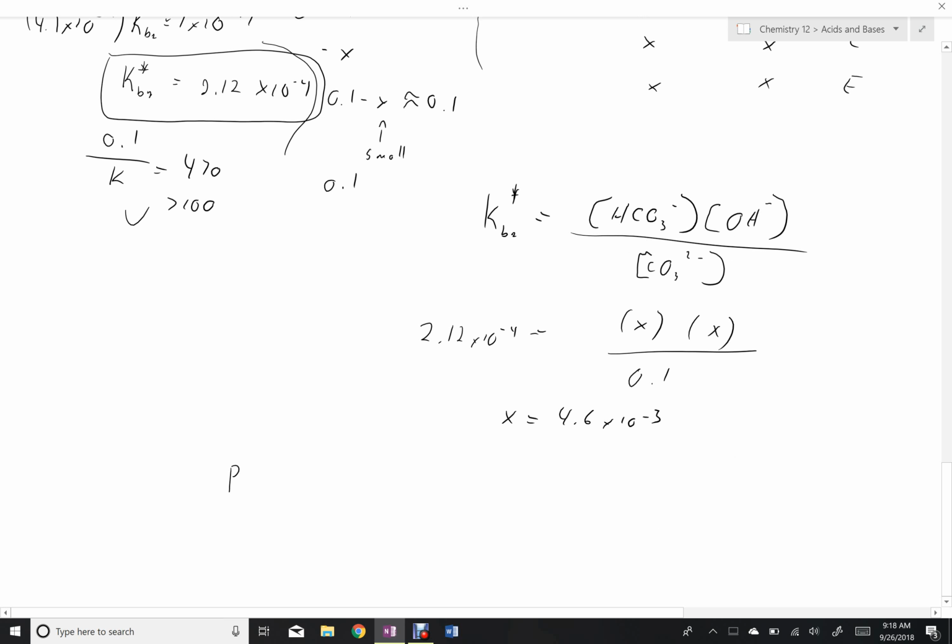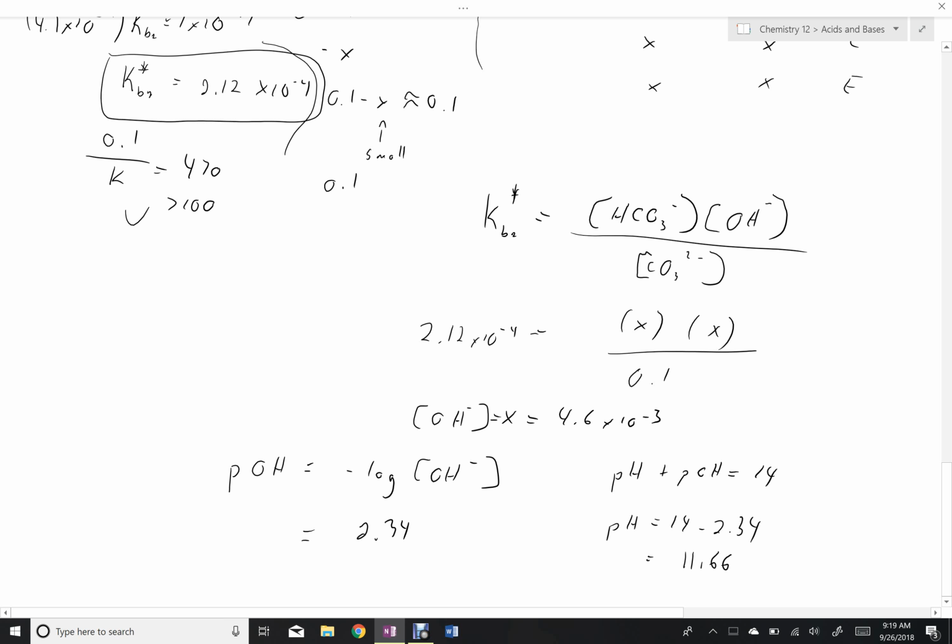That'll allow us to calculate our pOH value, because x is the concentration of OH-. And I get 2.34. Then I can use my relationship between pH and pOH to find my pH. And I get 11.66.